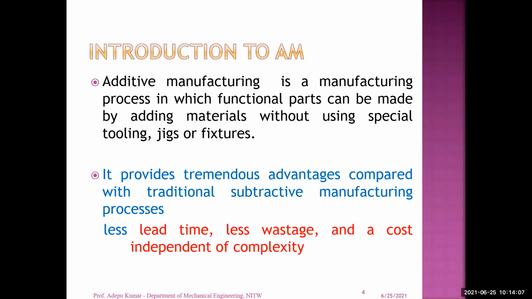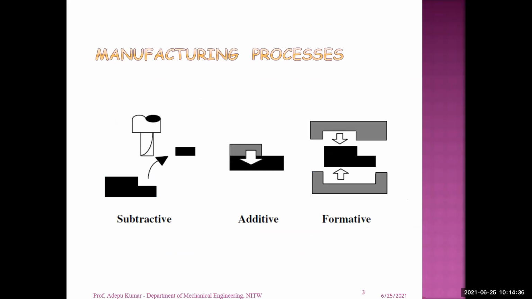Introduction to additive manufacturing: it is a manufacturing process in which functional parts can be made by adding materials without using special tools, jigs and fixtures. This is very important information with respect to the additive manufacturing process. Here we don't require any additional tools for developing the components. For example, if you take a subtractive process, suppose I'm using a drilling process. For guiding the tool, you need a fixture, and a jig and fixture is required to hold the component as well as guide the tool. These additional tools add to the cost of the product when you give the total price of the product.